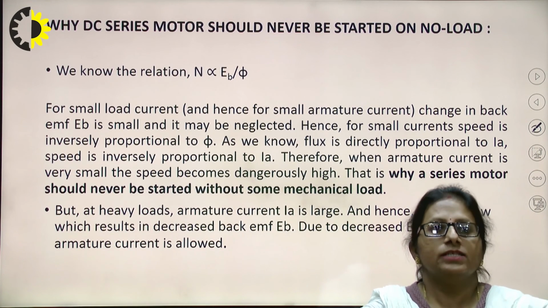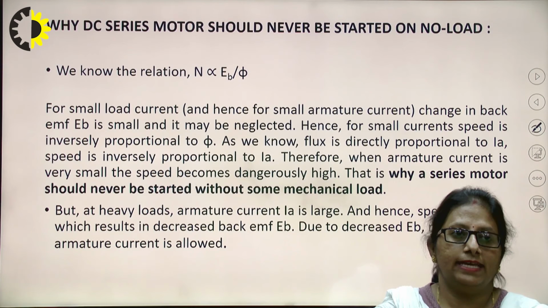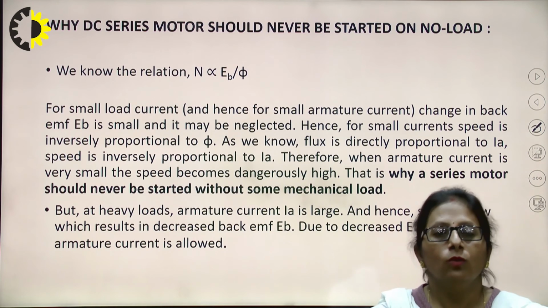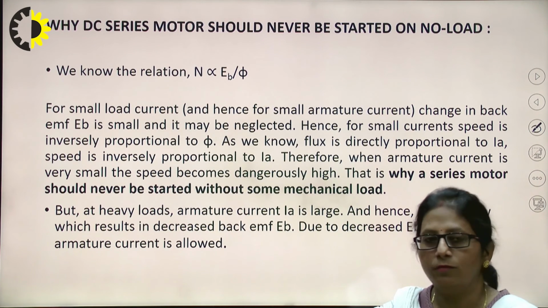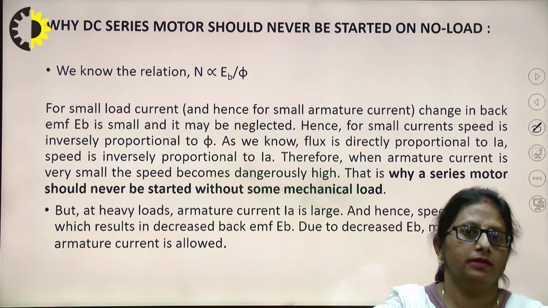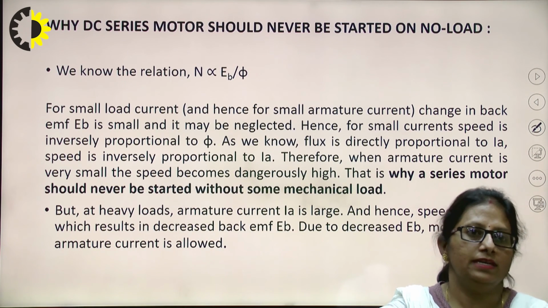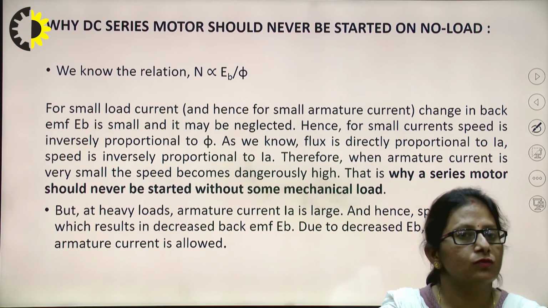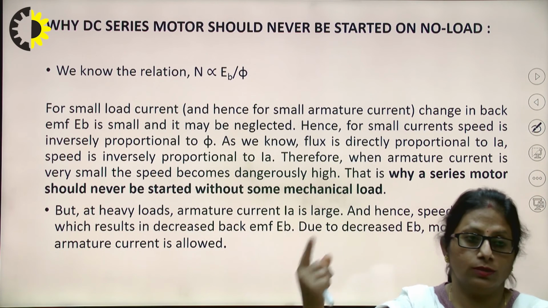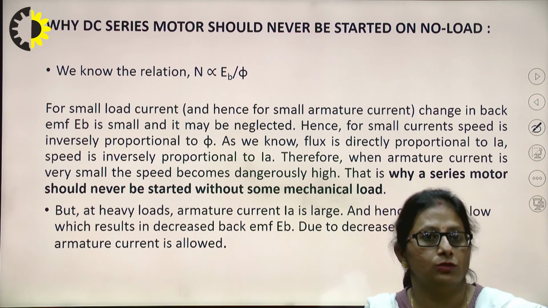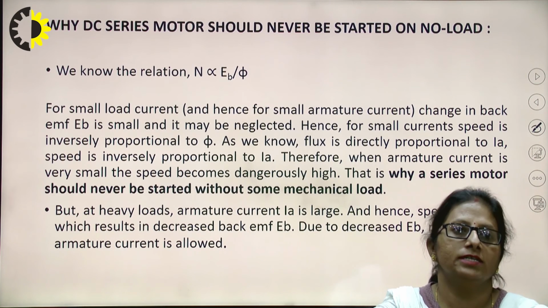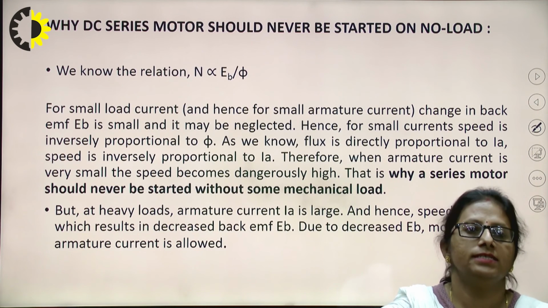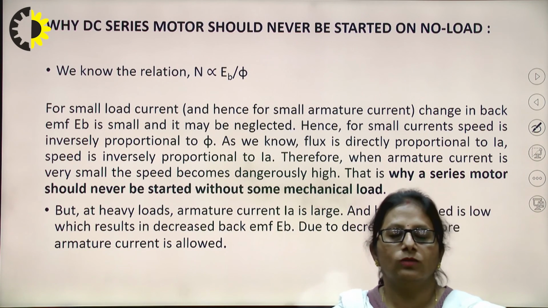Now, there is a very important question which says: why should a DC series motor never be started on no load? We know the relation that the speed is proportional to back EMF by flux. For a small load current, the change in the back EMF Eb is small and it may be neglected. Hence, for a small current, speed is inversely proportional to flux. As we know, the flux is directly proportional to the armature current, so the speed is inversely proportional to armature current. Therefore, when the armature current is very small, the speed becomes dangerously high. That is why a DC series motor should never be started without some mechanical load.